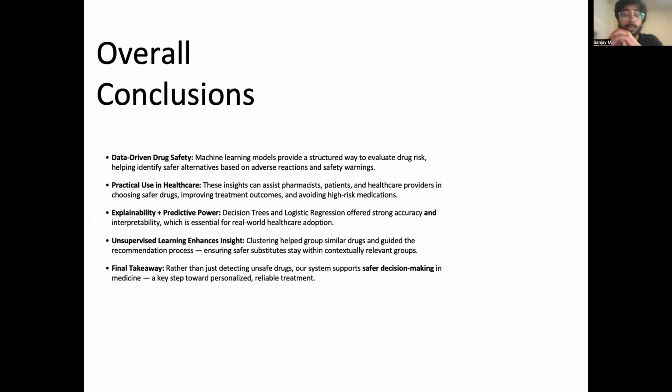And then the explainability concept. The decision trees and logistic regression allowed for easy interpretation, which is important and critical in medical settings, so they have to understand what they're doing. And then for better grouping, we used clustering. Clustering ensured that the recommendation stayed within the context of relevant drug data groups. And the final takeaway is that, rather than just identifying a risky drug, our system actually supports safer treatment decisions for better patient care. So this is the overall conclusion.